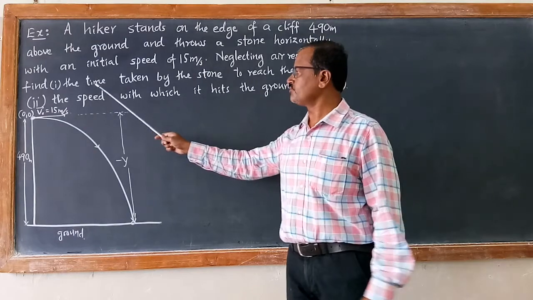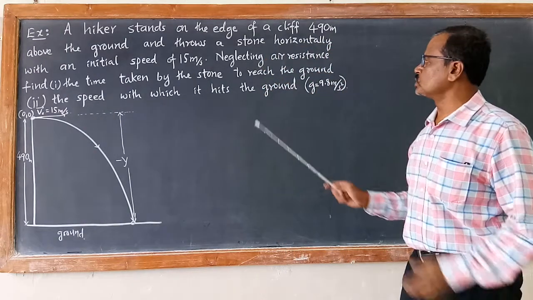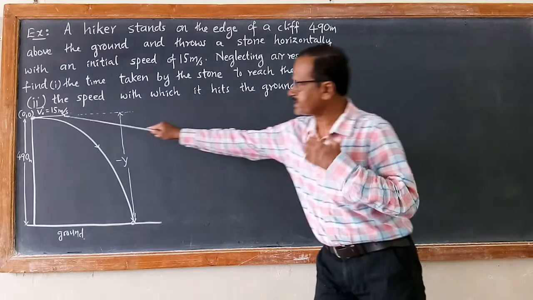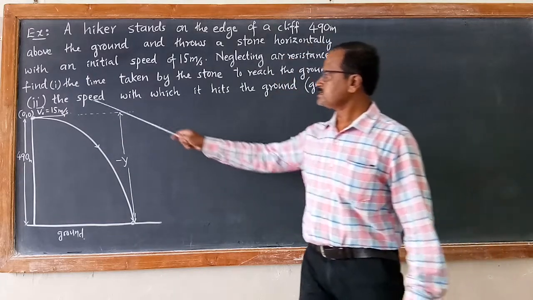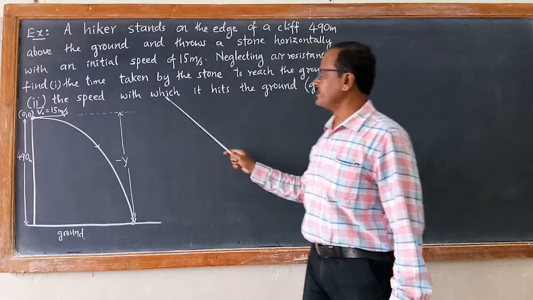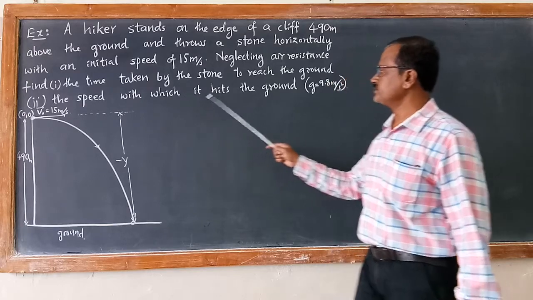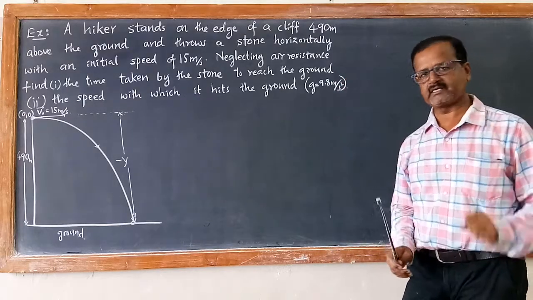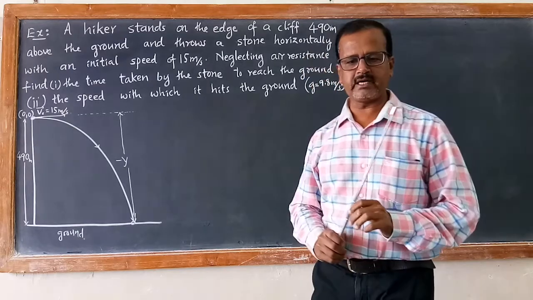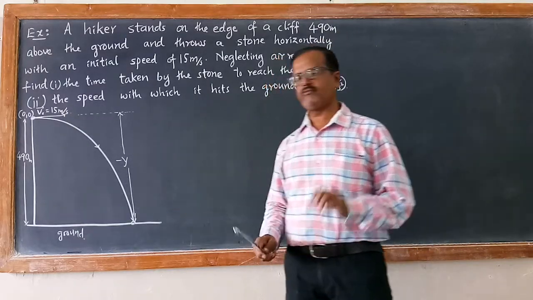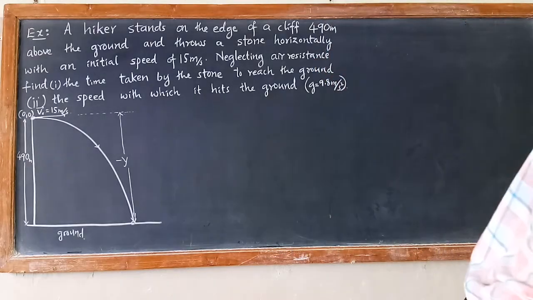You are asked to find out: first, the time taken by the stone to reach the ground. Second, with what speed it hits the ground. Two parts are there. So this is a horizontal projectile with a zero angle of projection. So we'll solve these problems.